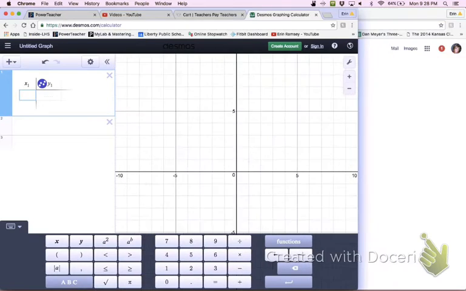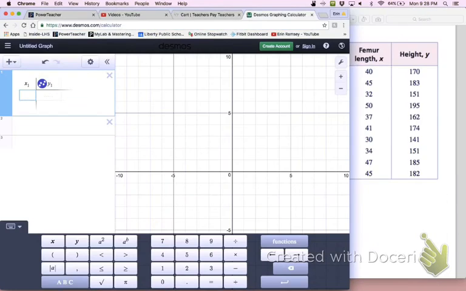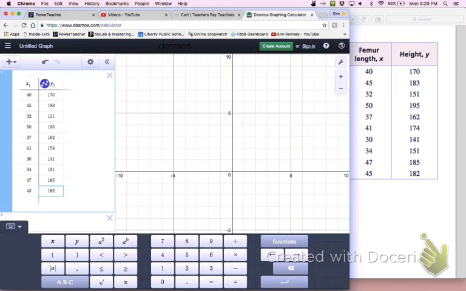So let's see, where was my data set? Here it is. This was the data that we were working with. So I'm going to go ahead and put that into my table. So I have 40, 45. I'm going to do that, and then I'm going to put in all of the y's, and it'll look something like this. Ta-da! All my data.